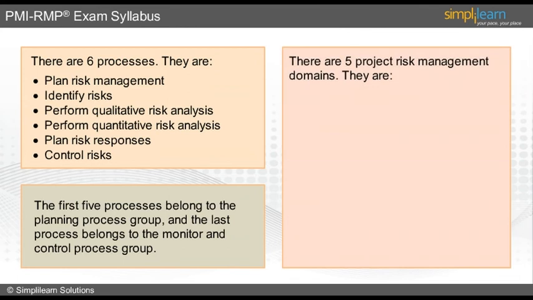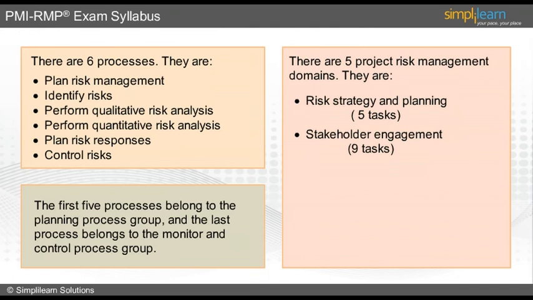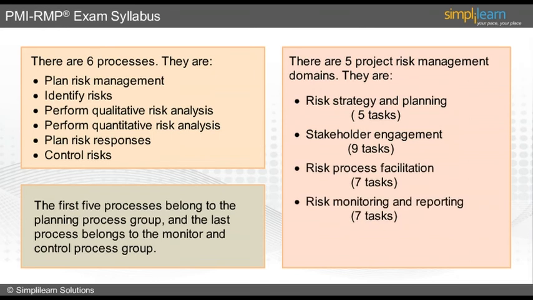The 5 domains are looked at in each of the processes. Each of these slides carries some of the tasks, like risk strategy and planning carries 5 tasks, stakeholder engagement carries 9 tasks, risk process facilitation and risk monitoring and reporting consist of 7 tasks each, and finally, perform specialized risk activities consists of 3 tasks. Let us move on to domain 1, which is risk strategy and planning, in the following slide.